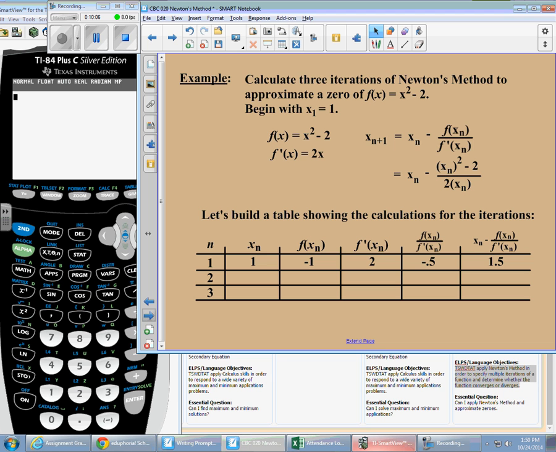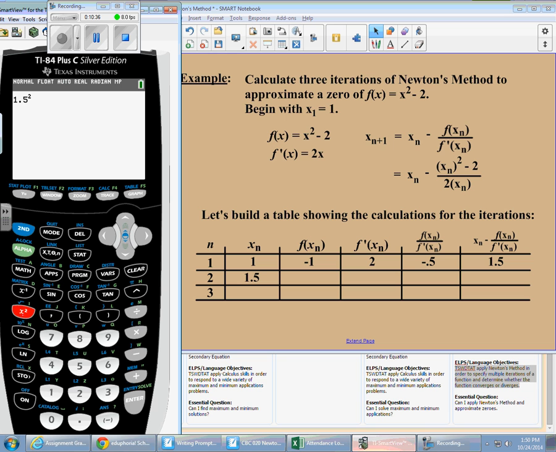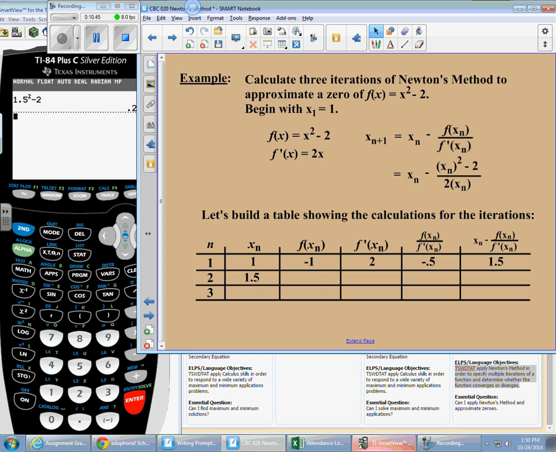Now, what we're going to do is run the procedure again. This time we begin with the result of the previous iteration. It was 1.5, so we're going to begin with an x sub n of 1.5, and then we're going to do this again. Now we're starting to get into some values that may be a little bit less manageable for us to work with, so we may want to get the calculator involved here. So we need the function evaluated at this new value, so 1.5 squared minus 2. And we have a value, 0.25.